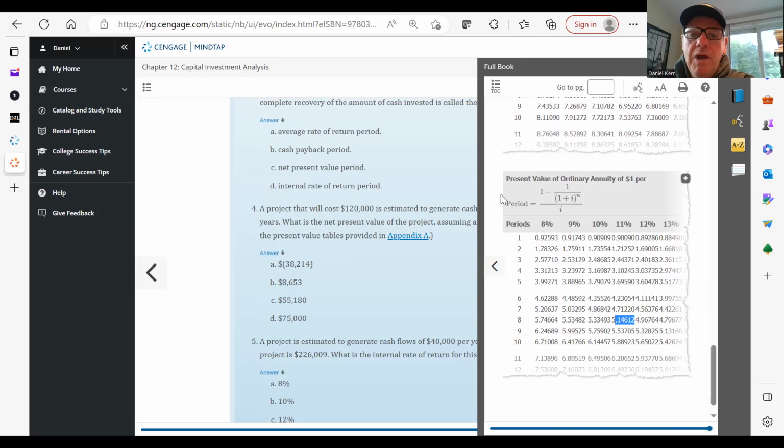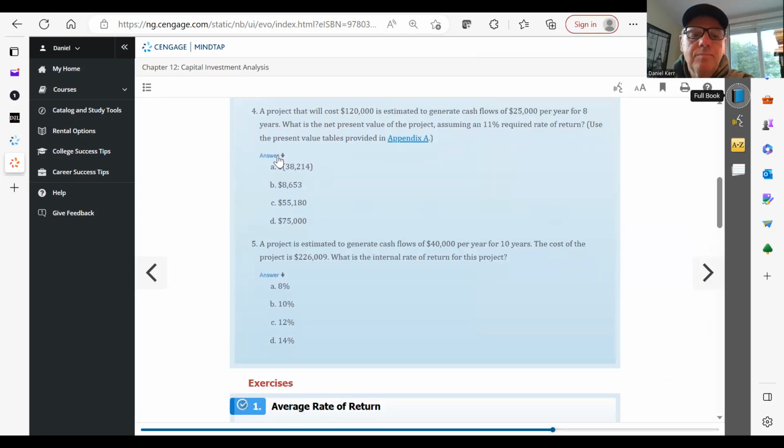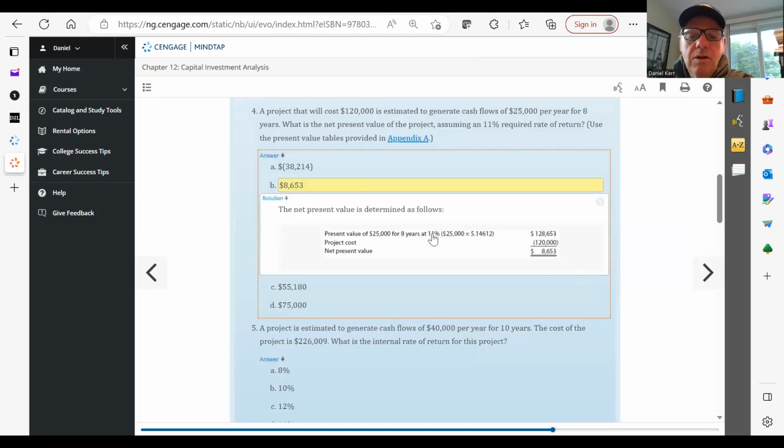All right, so go back. Okay, so 8 years, 11%. There's my multiple. So there's the 25,000 and there's the multiple. So the present value of the future cash inflows is 128,653. The cost of the project is 120,000. So you get a net present value of 8,653.